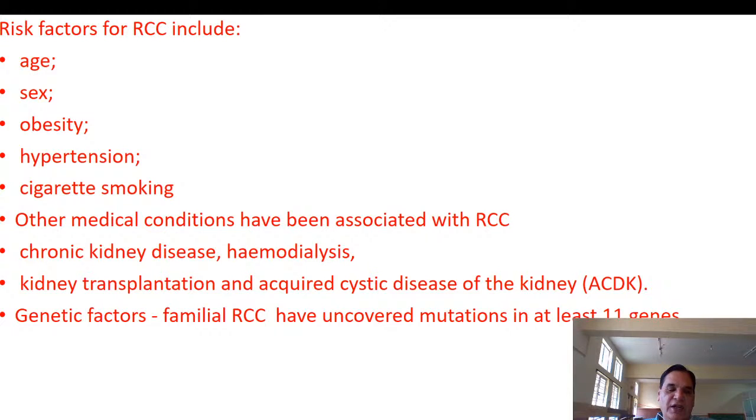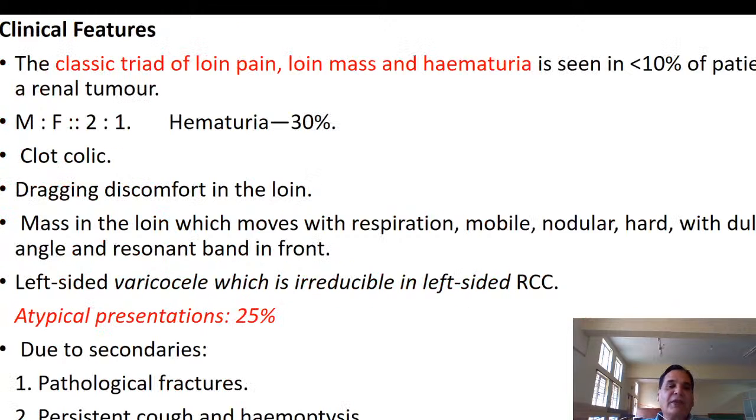And unfortunately, after kidney transplantation also, there are chances of a malignancy. What is it called? ACDK, acquired cystic disease of kidney, can undergo malignant changes. And as usual, the genetic factor. These days, genetic factor is playing a role everywhere. It is a familial renal cell carcinoma, with different mutations of at least 11 genes. Names are very complicated, even I don't remember.